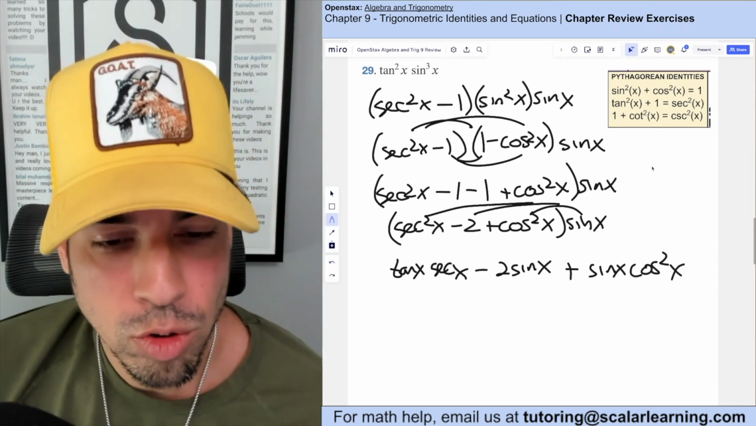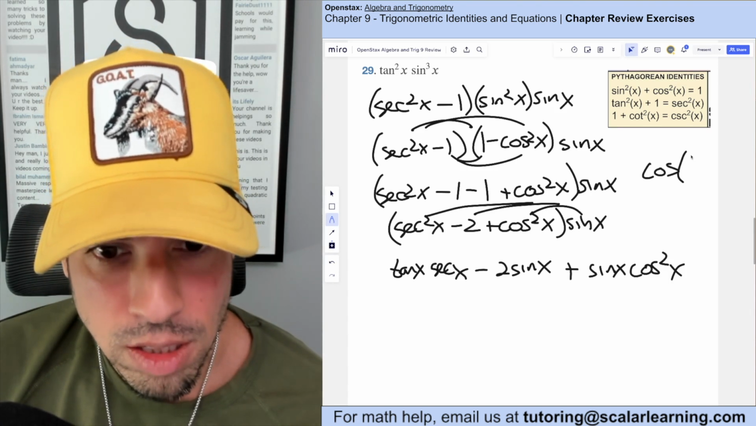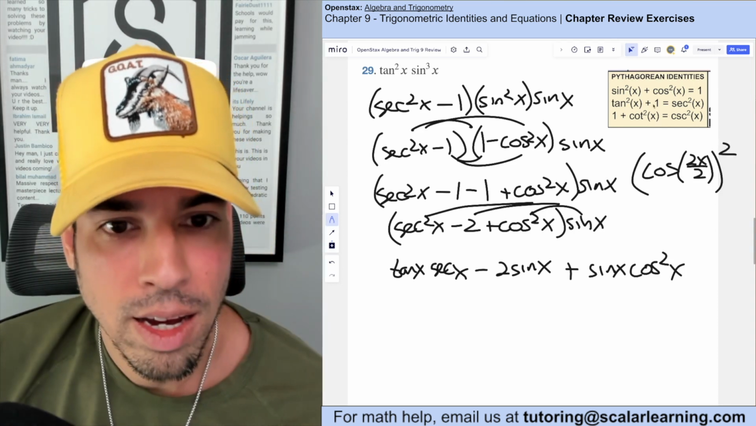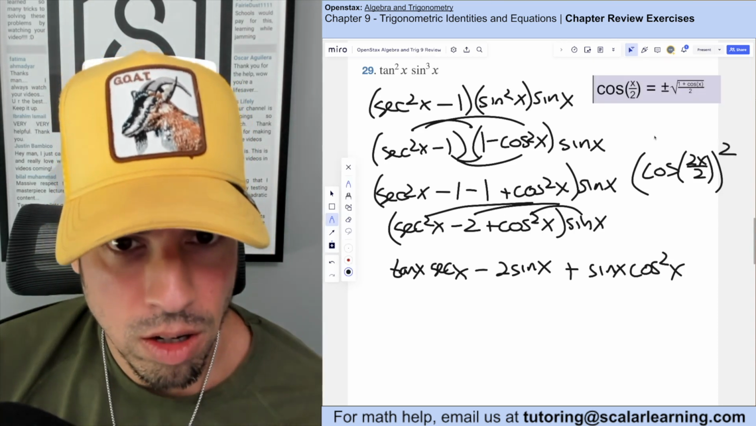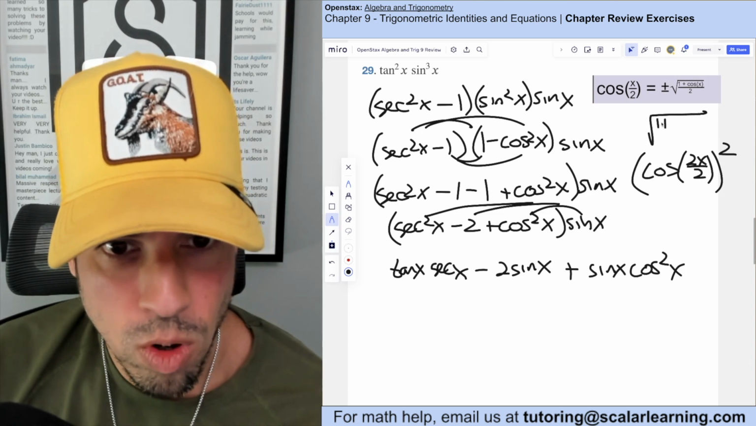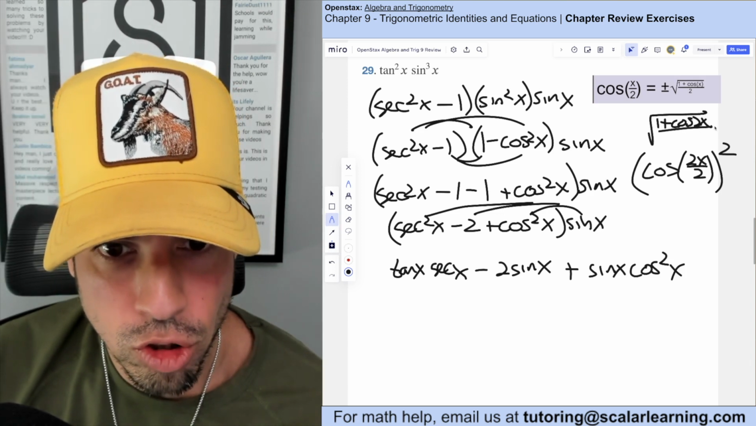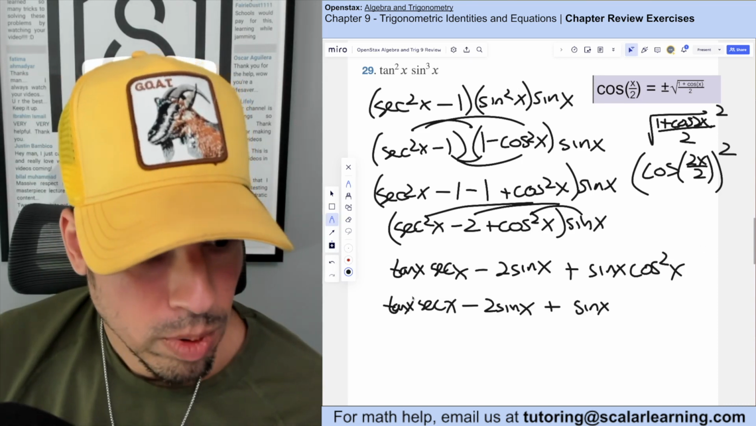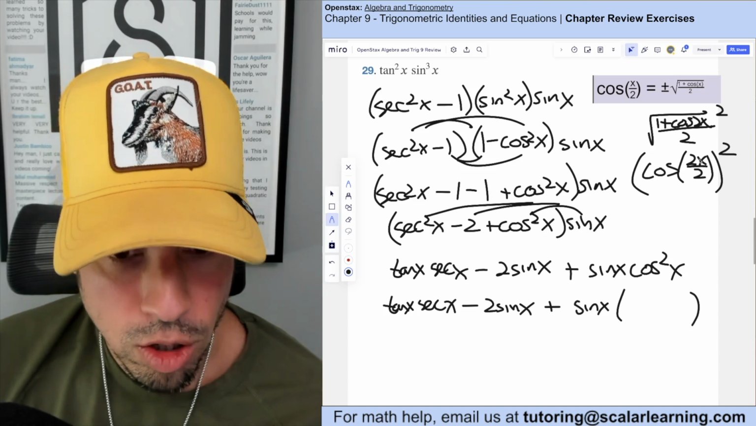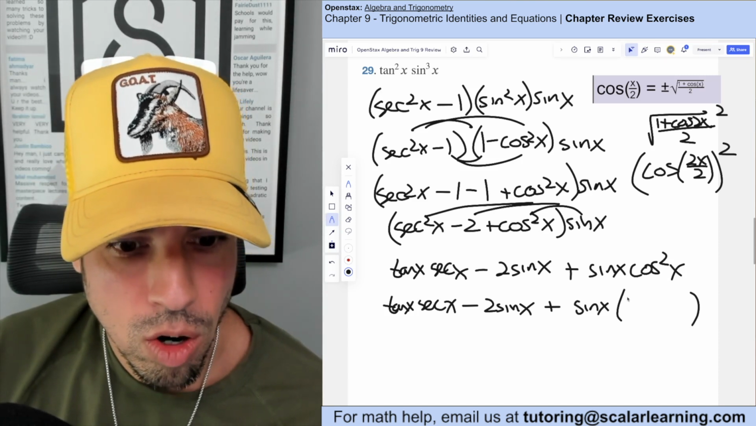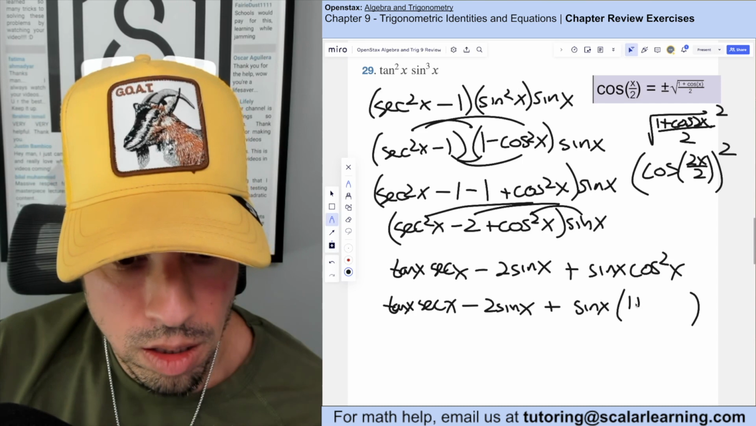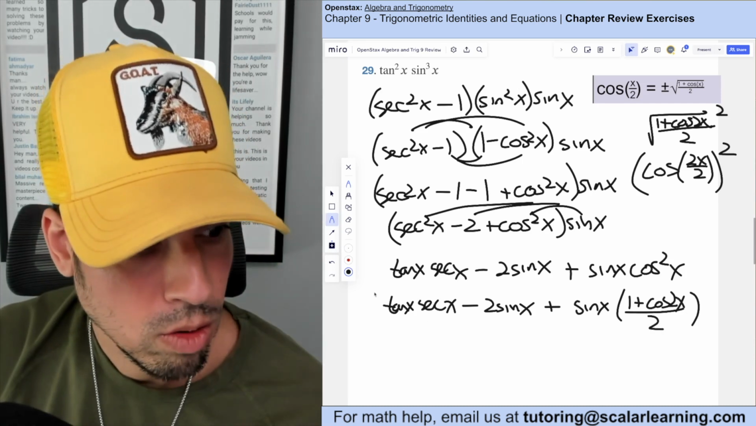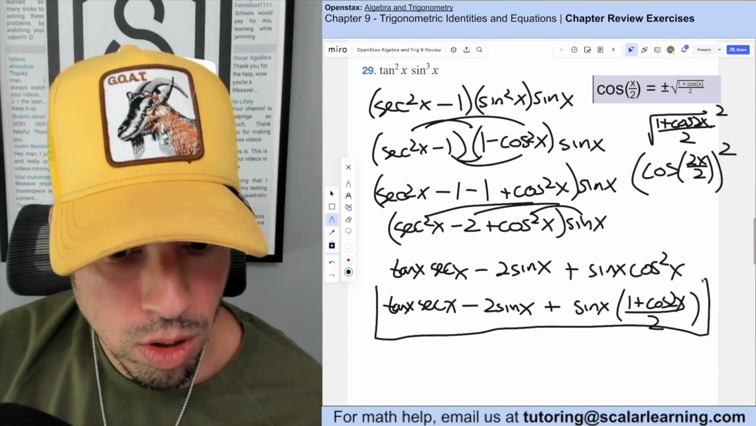So I'm going to use my half angle identities, which is, this is the same thing as cosine of 2x over 2, and then that whole thing squared. And just so we can see the identity, it becomes the square root of 1 plus cosine of 2x over 2. But because the whole thing is squared, it basically just gets rid of the radical. So basically now we have all of this, and then I'm replacing cosine squared x with 1 plus cosine of 2x over 2. And there we go. Everything has been reduced to a power of 1.